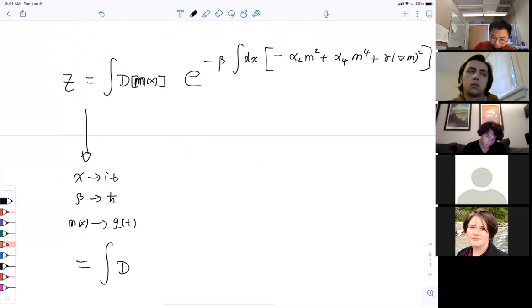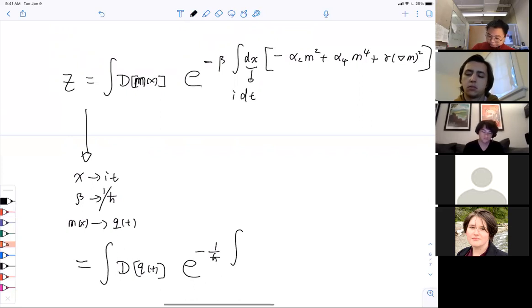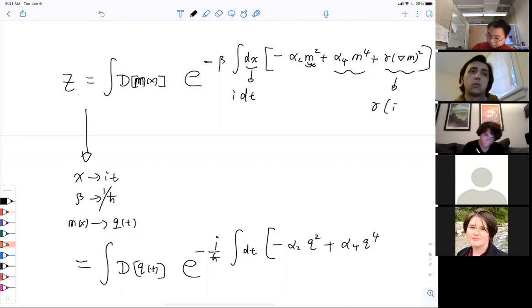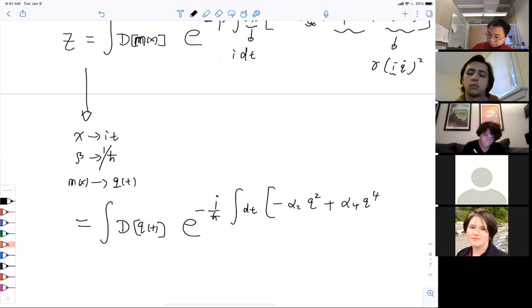So let's see what we will get. This m becomes q. This minus beta, sorry, it's 1 over h bar, becomes 1 over h bar. And this dx becomes i dt. Minus alpha 2, and m becomes q squared. This becomes q to the 4th. This becomes alpha i q dot square. So i square is minus alpha q dot square.